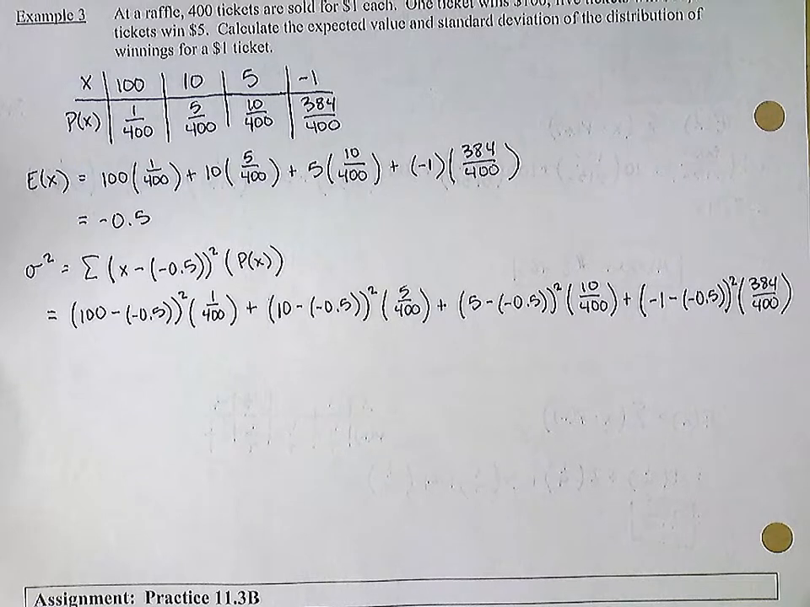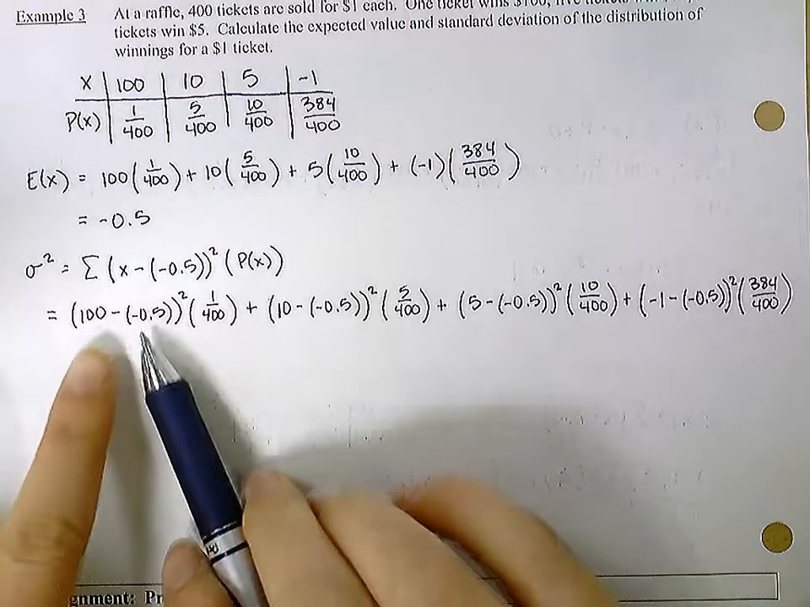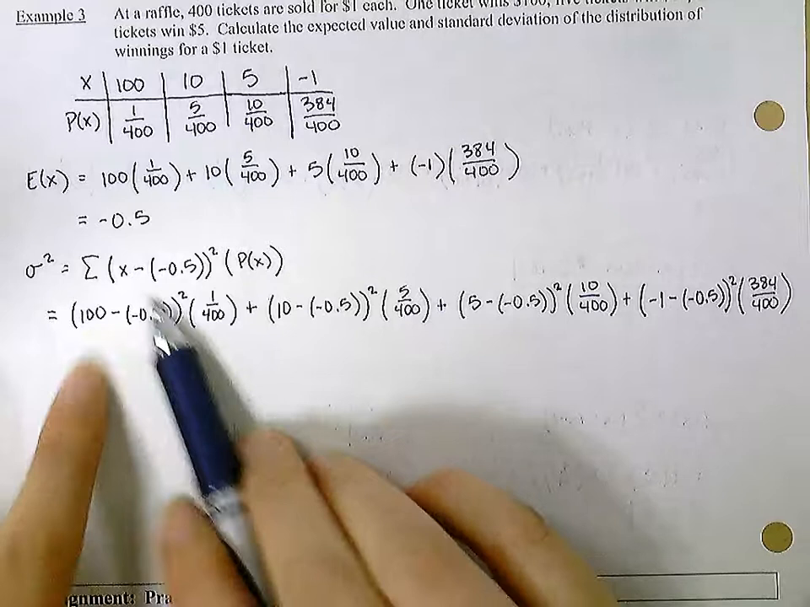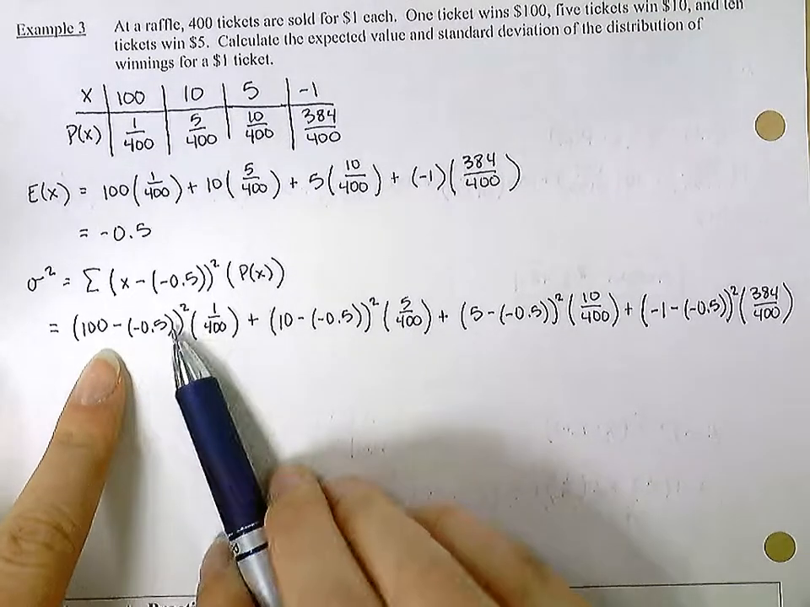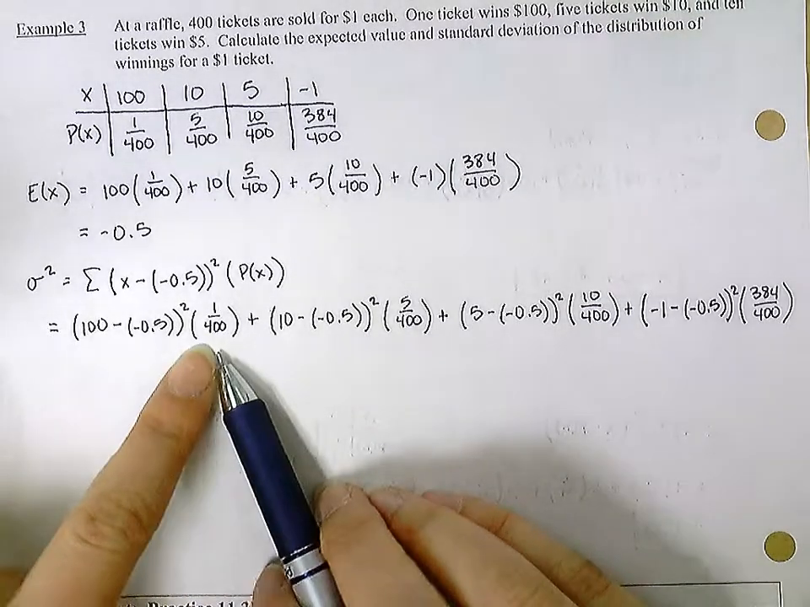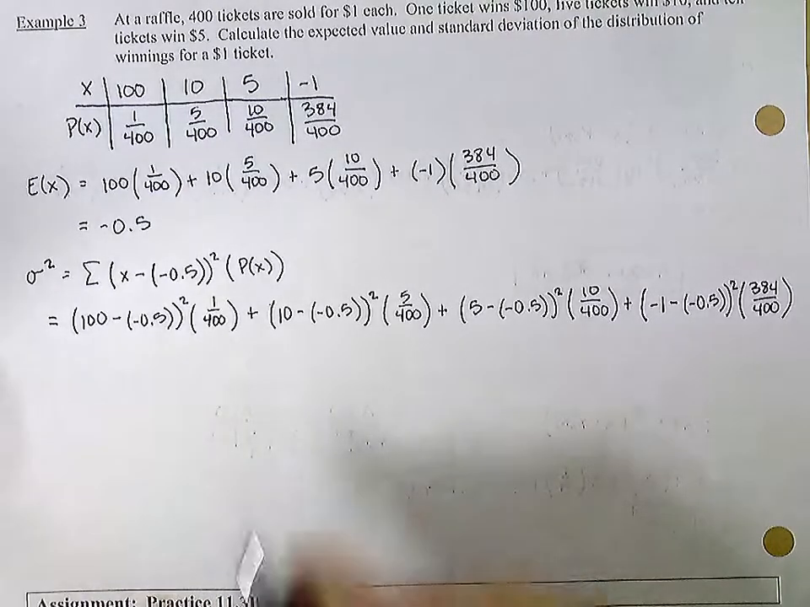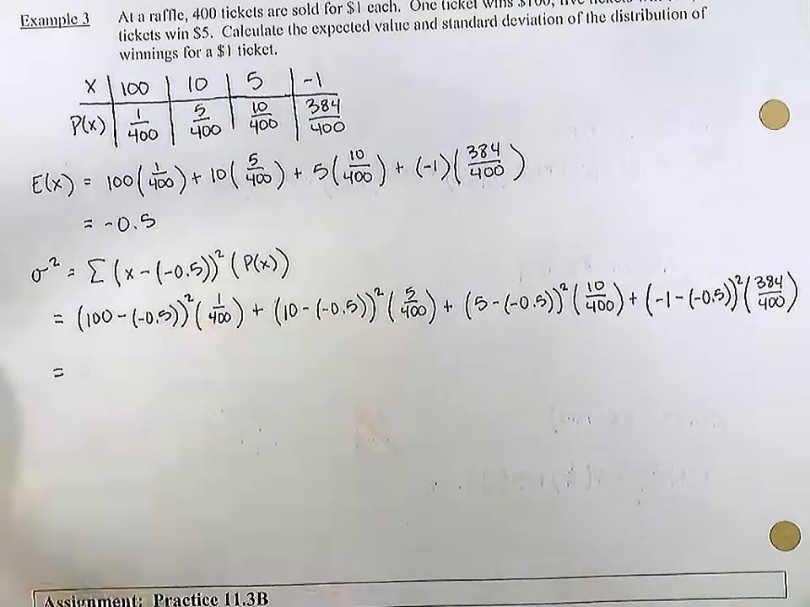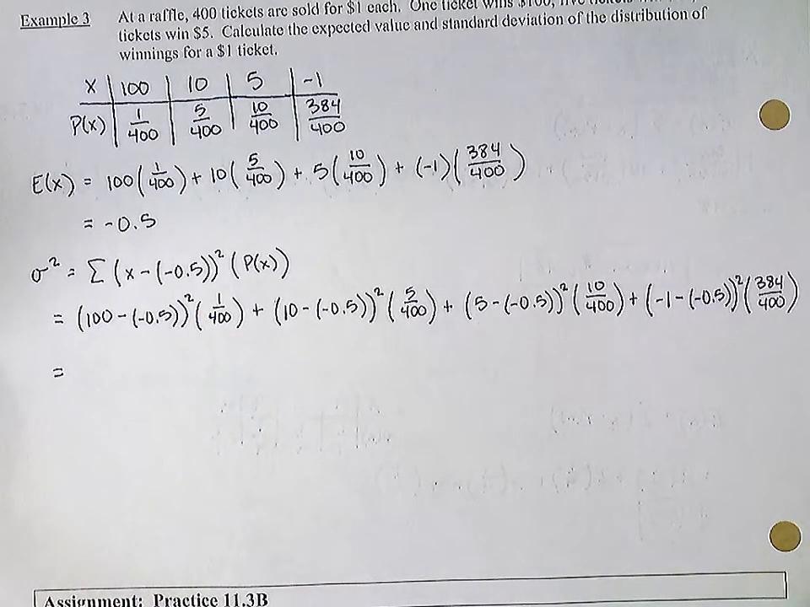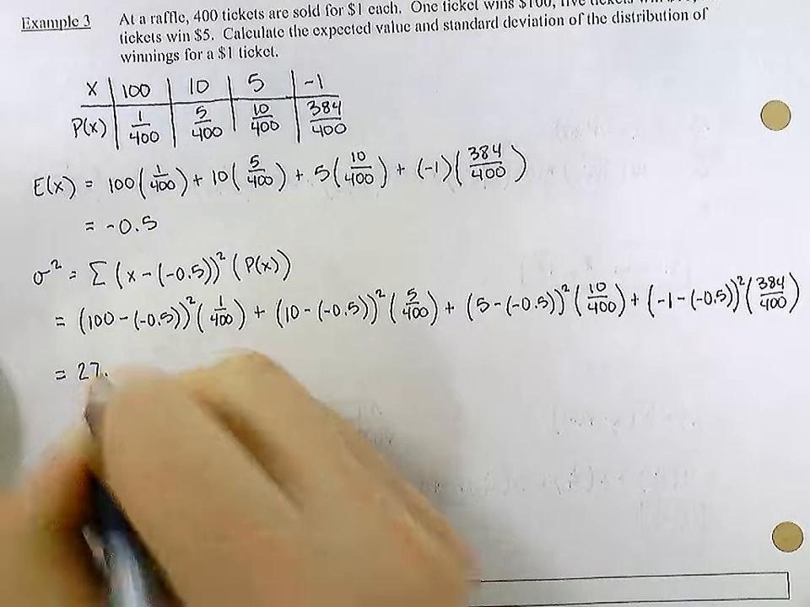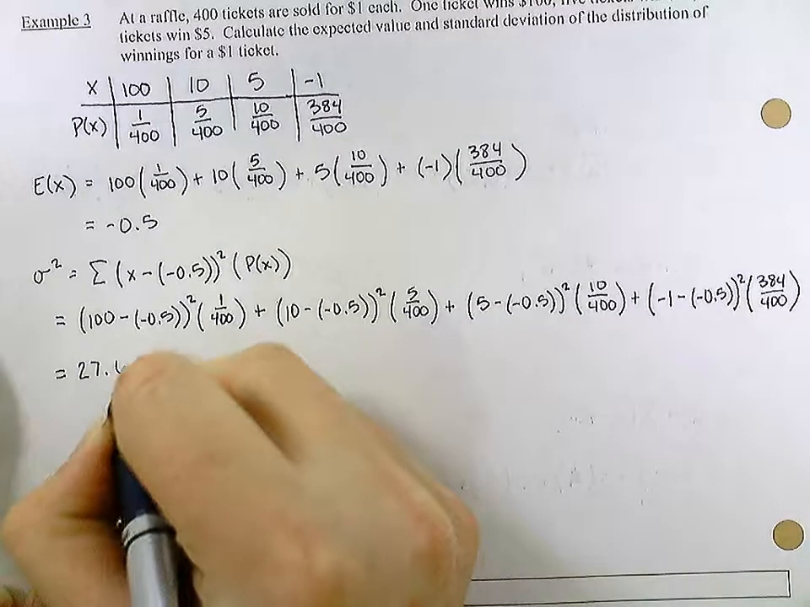Okay, now you could enter all this into the calculator at once, but I'd be really careful doing that. If you want to, first what I would do is find what this quantity is and square it, write that down, and then multiply by that probability, which is 1 over 400. Okay, so when you do enter all of this in your calculator, you do get a variance of 27.625.